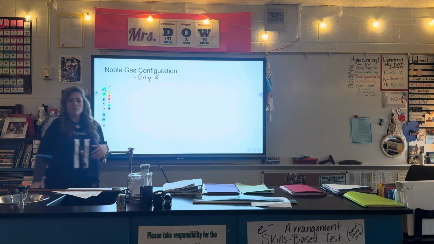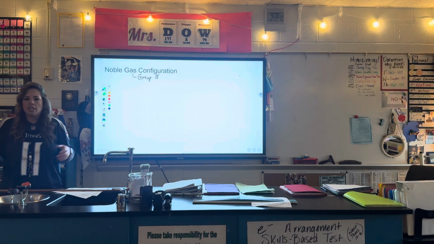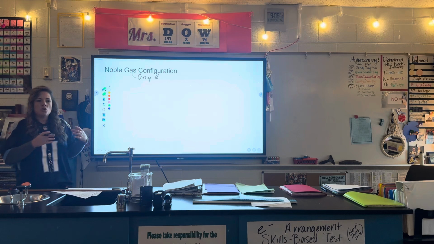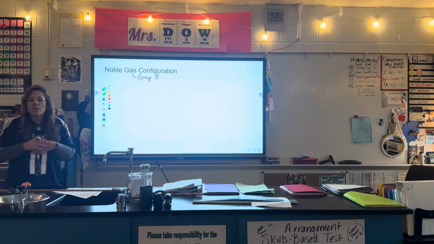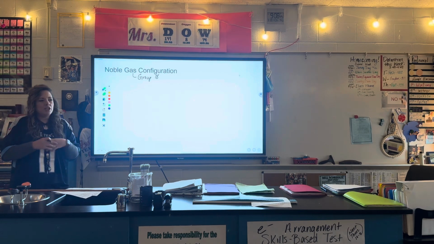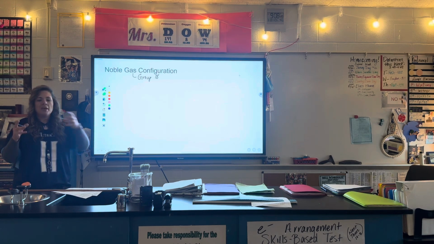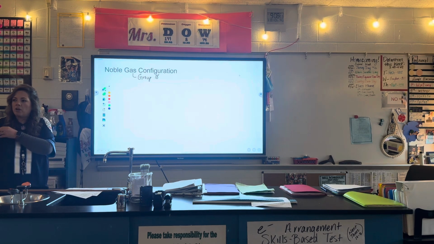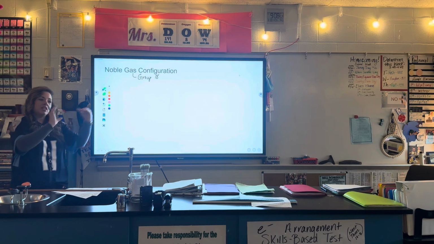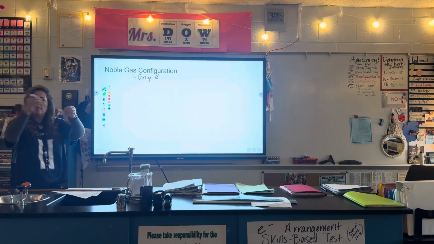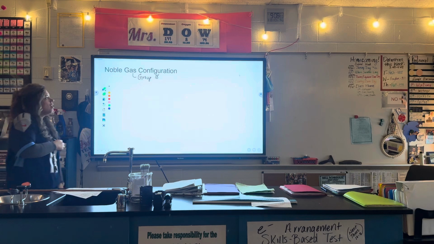So a shorter way to write electron configuration is saying, we know that those noble gases are stable. So if we use the full configuration of this stable noble gas, we may just have to add on a little bit more. So it's basically saying, it looks like this noble gas with this added, okay?